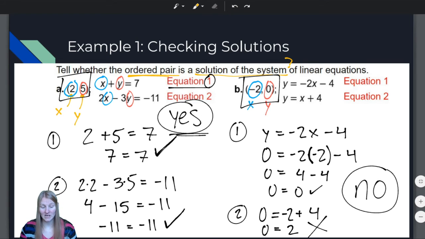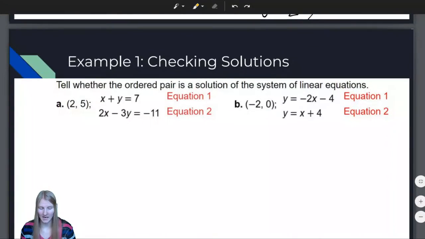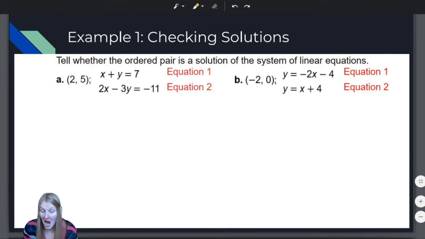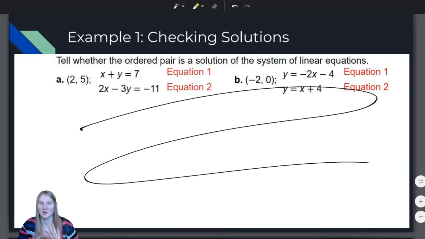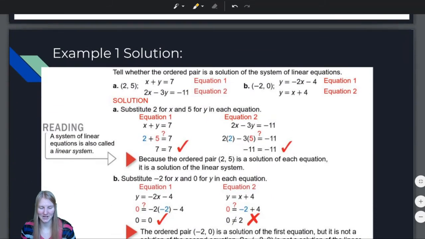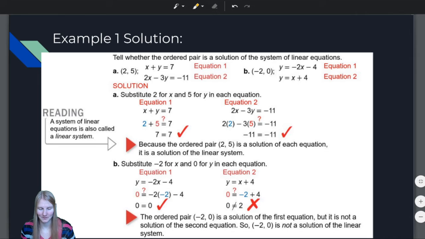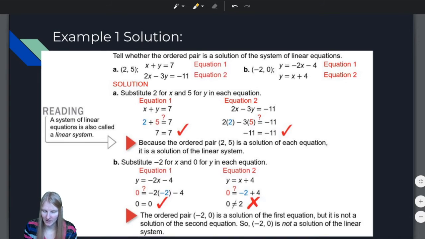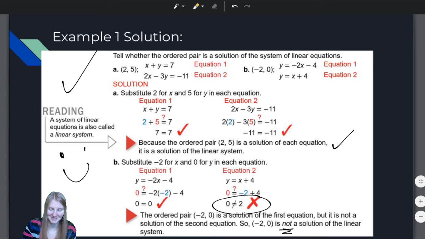Okay, all right, we can check and make sure that we were correct. Oh, whoops, I left myself more space for part B, but I didn't need to. Oops. Okay, we can check and make sure that we were correct. Let's see. Because the ordered pair (2, 5) is a solution, yes, they said yes. And aha, look at that. They said no for part B. So yay, we were correct.